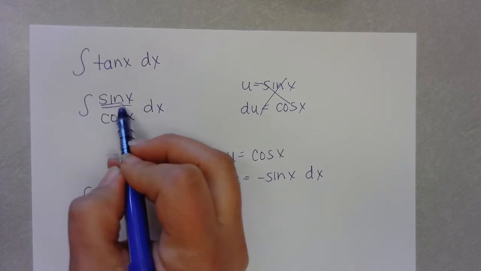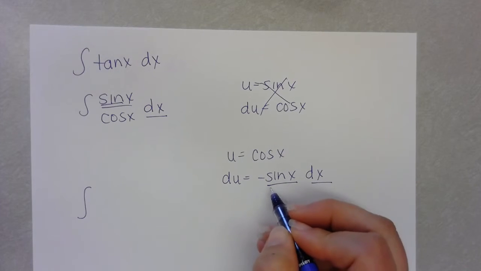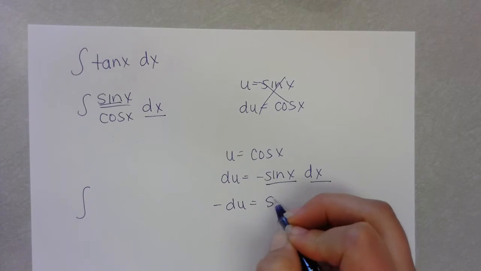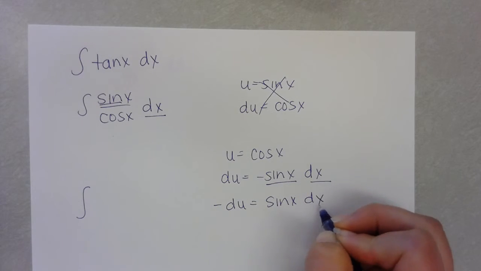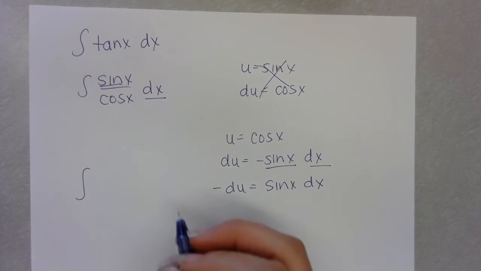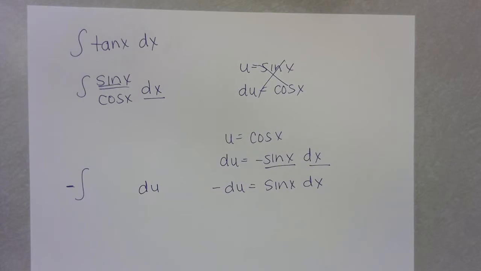So I have sine of x dx. So this is what I have in there. So I'm going to swap out, divide by negative 1. Negative du is equal to sine of x dx. So I'm just going to swap out my dx for negative du. I'm just going to put the minus sign outside because I just like to throw the constants out there.